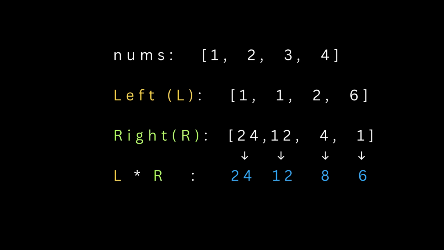Now we simply multiply the left product and the right product at every position. For the first position, 1 multiplied by 24 equals 24. And for the second one, 1 cross 12 gives 12. And for the third one, 2 cross 4, it's 8. And for the fourth one, 6 cross 1 gives us 6. And that is our answer.